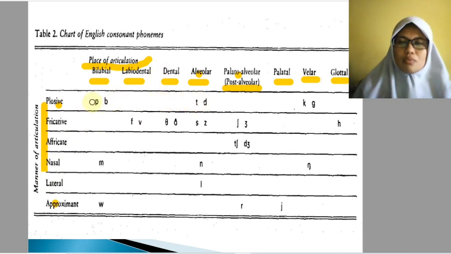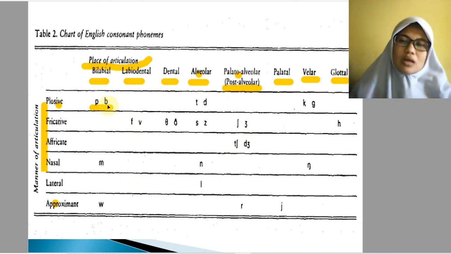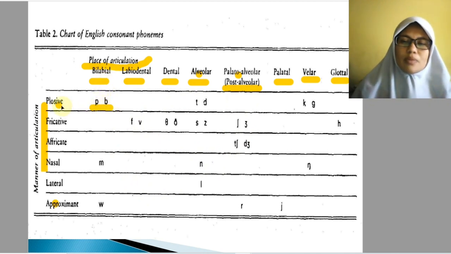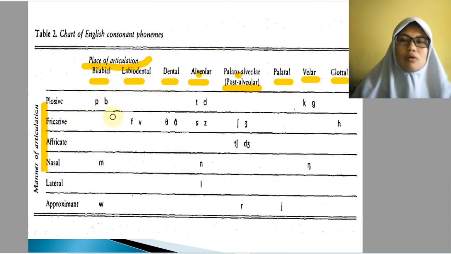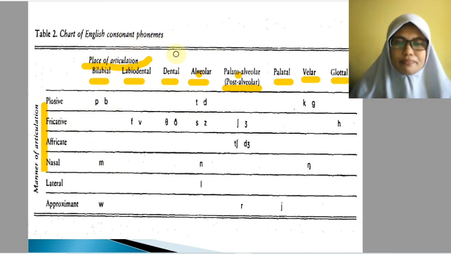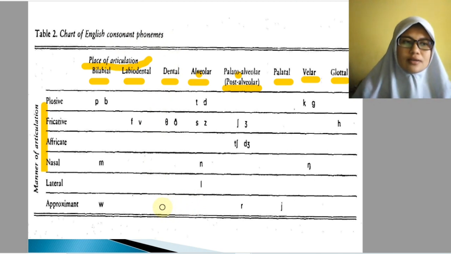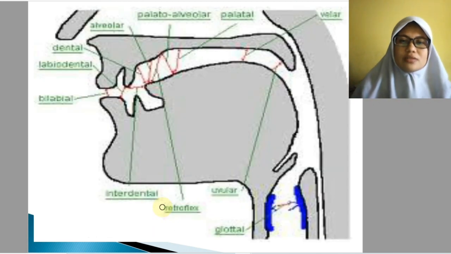Okay, so what is this? This is the phonetics of bilabial, plosive. I just want to show you the manner of articulation and places of articulation tables. So this is what we call a chart of English consonant phonemes. So we leave this slide. Next we go back again, I want to show you this one.